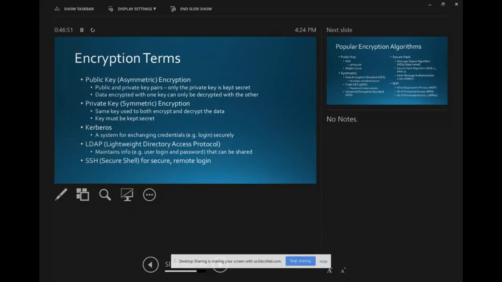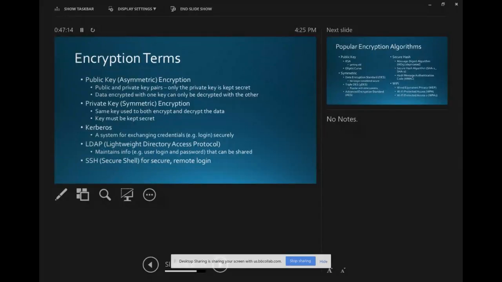Okay? There are other encryption technologies out there. Other things that are used within encryption are Kerberos, which is a way for exchanging keys, lightweight directory access, another variant of exchanging keys, and secure shell for secure remote access. Those are some of the things that use encryption.